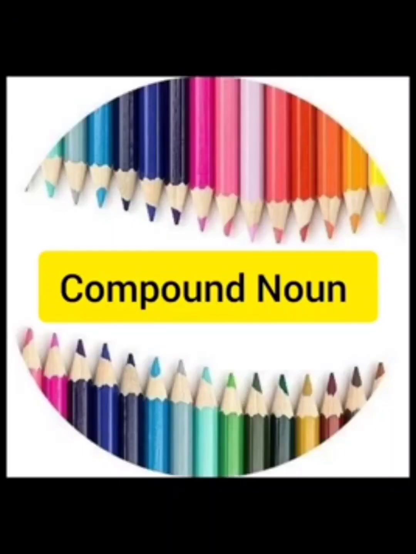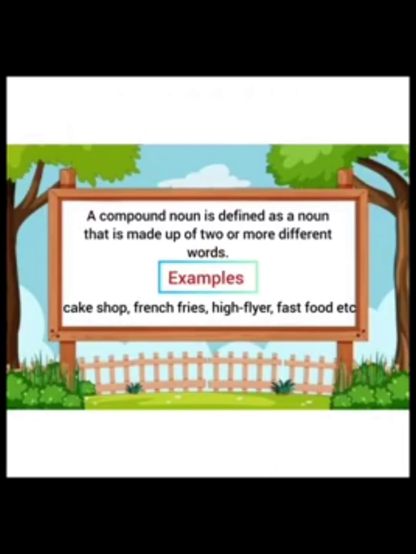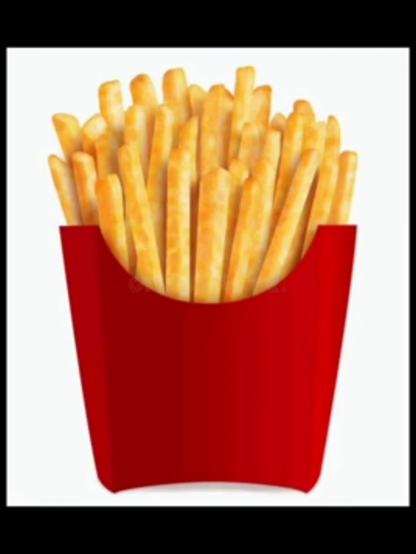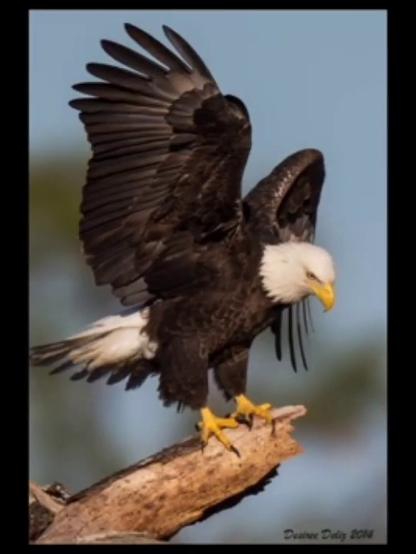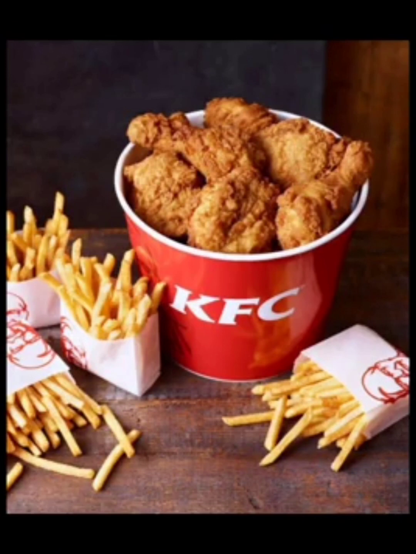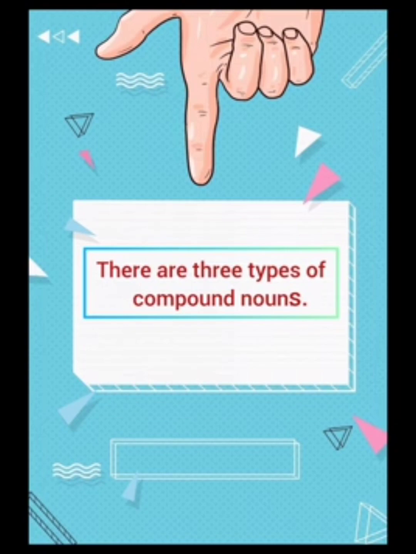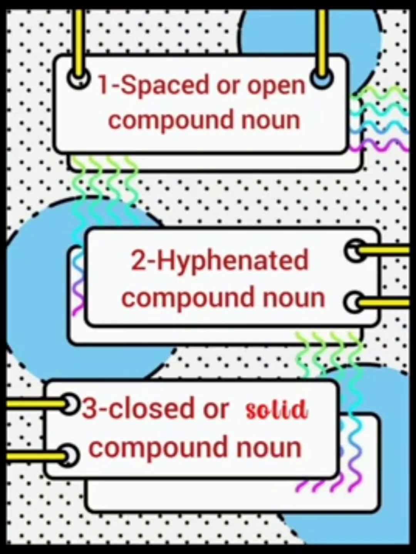Last topic related to nouns. A compound noun is defined as a noun that is made up of two or more different words. For example, cake shop, French fries, high flyer, fast food, etc. Types of compound nouns. There are three types of compound nouns. Number one is spaced or open compound noun. Number two, hyphenated compound noun. And number three, closed or solid compound nouns.